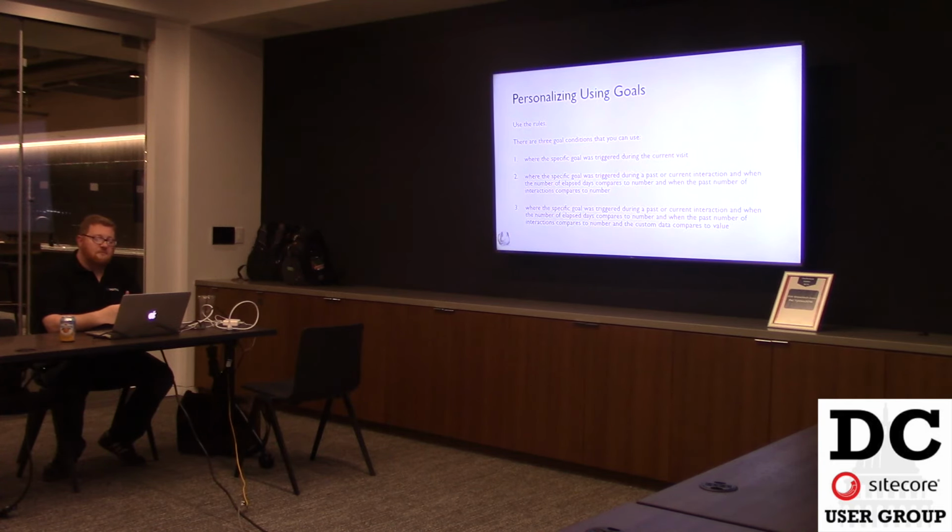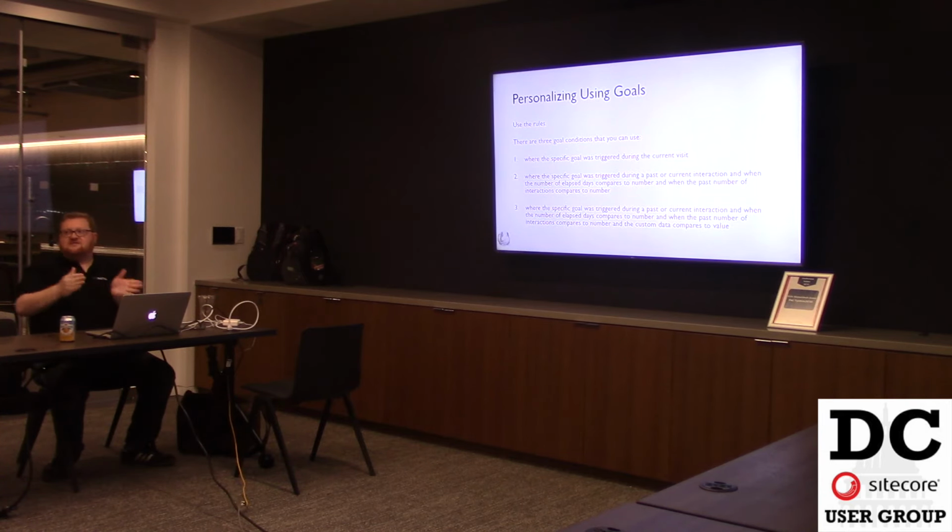Then there are these other 2 that seem slightly more complex because they are, but they also do very handy things, right? This is where the specific goal was triggered during a past or current interaction, and when the number of elapsed days compares to the number, and when the past number of interactions compares to the number, and the other one, you can read that too. Yeah, it's a mouthful, but essentially what these do is they let you set up goals across visits to the site.